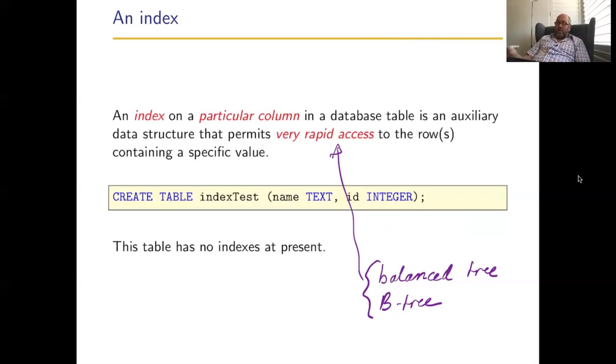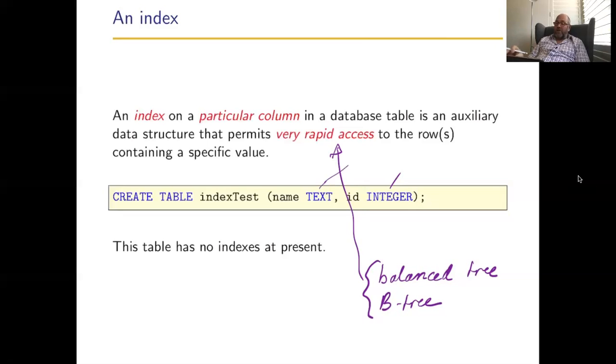Okay, so let's start with an example. I'm going to create a table, which I'm calling index test. It's going to have a name, which is some text, eventually I'm just going to use some sort of random character data in there. And an id, which is an integer. And we're going to investigate how fast it is to find a particular name and how fast it is to find a particular id. And then we're going to add some indexes, and then we're going to see how that time changes.